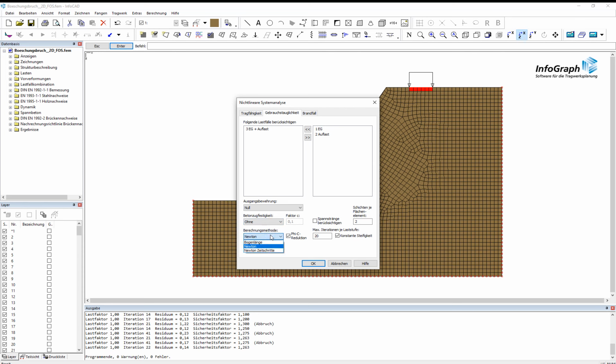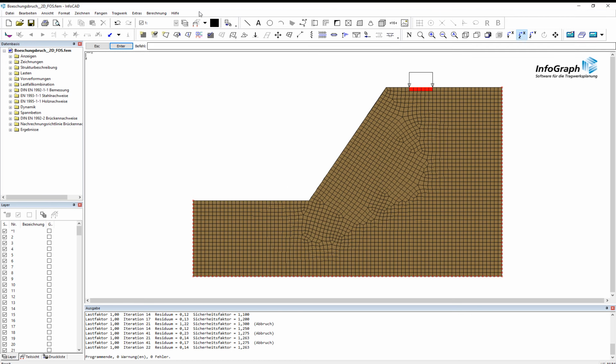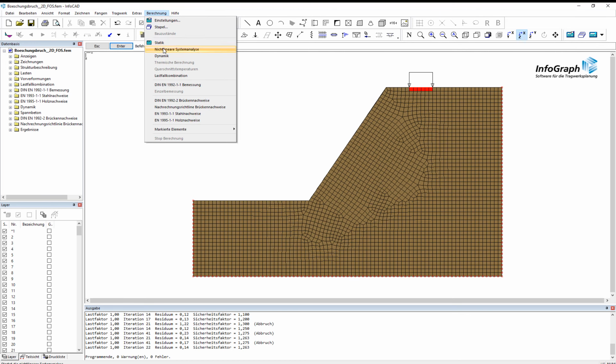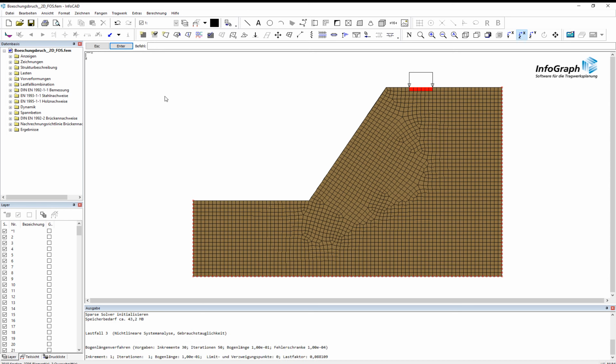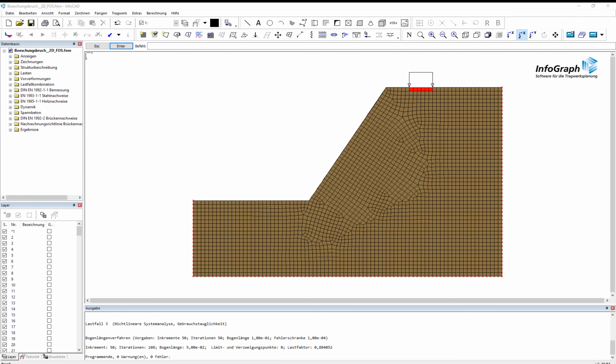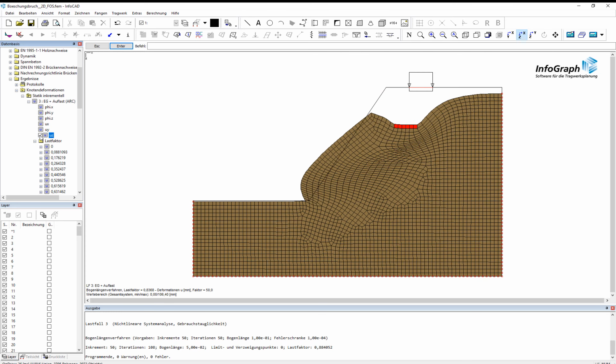Moreover, the solution method is changed from Newton to arc length to capture the post-critical behavior. After these adjustments, the simulation is started. Again, deformations, stresses and strains are saved for each load step. Optionally, an animation can be performed.